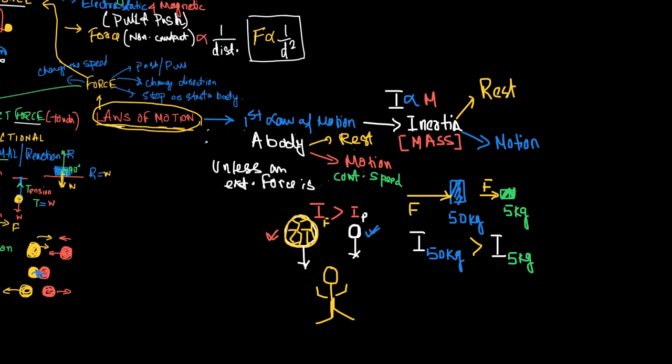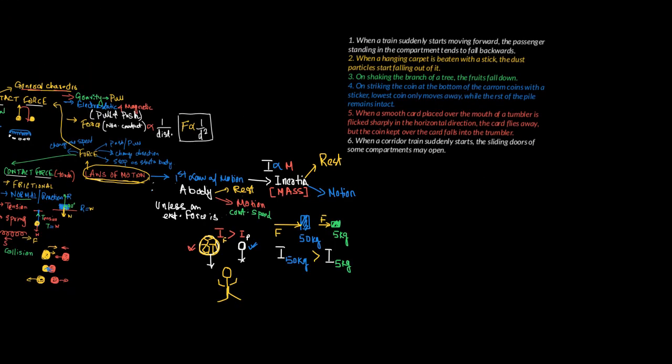Now from this inertia of rest, we will get a few examples that are important both for your chapter and to understand the laws of motion, right? We'll see what are the consequences of inertia of rest and what are the consequences of inertia of motion. So we will go through some of the examples of inertia of rest. Just remember, these examples are because of inertia of rest. These are not because of inertia of motion.